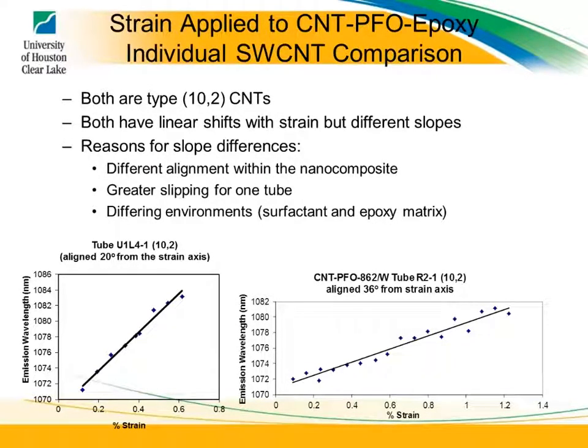The shift right here, which was about 1072 up to about 1084, so that's a shift of 12 nanometers, whereas this was from 1072 to about 1081, which is a shift of only 9 nanometers. So the individual locations of the nanotubes within the material plays a role. They have different alignments, and depending on the wrapping of the surfactant, they could have a different amount of slippage. But you can actually study the slippage of nanotubes within the material. Okay.